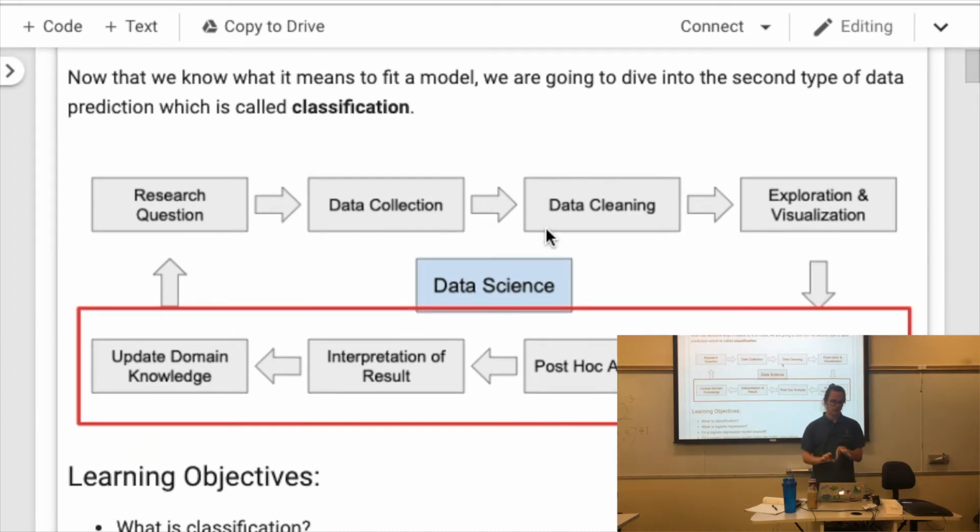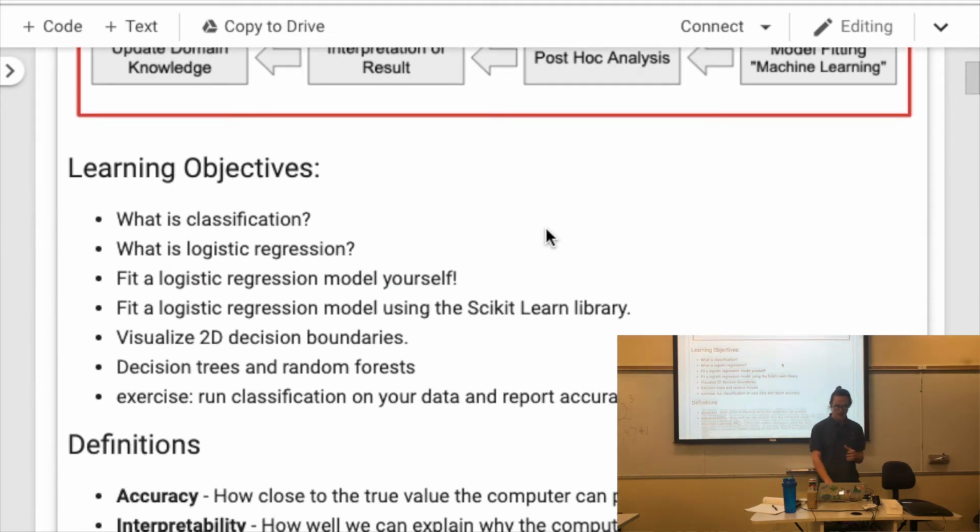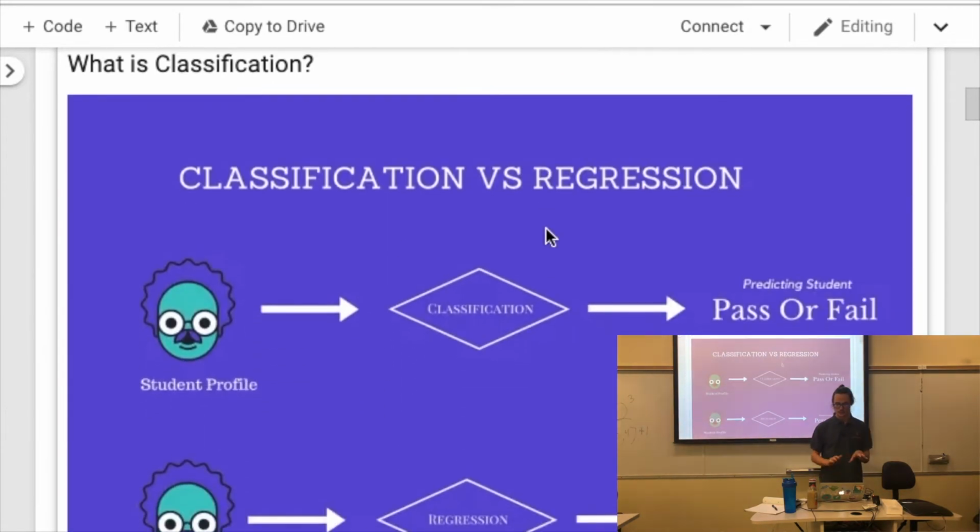So we're in the section of machine learning, the second half of the data science process, and we're going to start by looking at classification versus regression. So here's another example: in regression, you might want to predict the percentage score that a student's going to make on a test. But the classification version of that will be if the student will pass or fail.